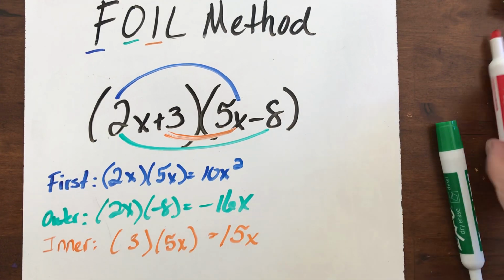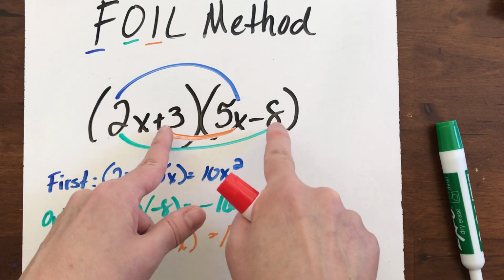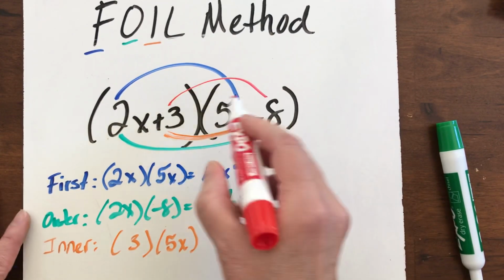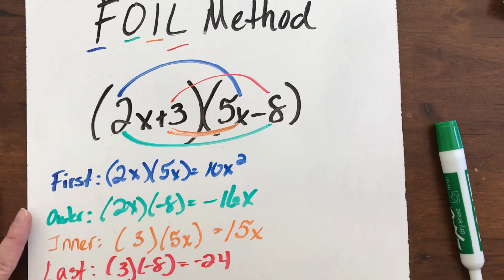And then, which color have I used? Red. And then you have the last, which is where you take the last terms in each parenthesis and you multiply them together. So last will be in red. So last is going to be 3 times -8, which is going to be -24.